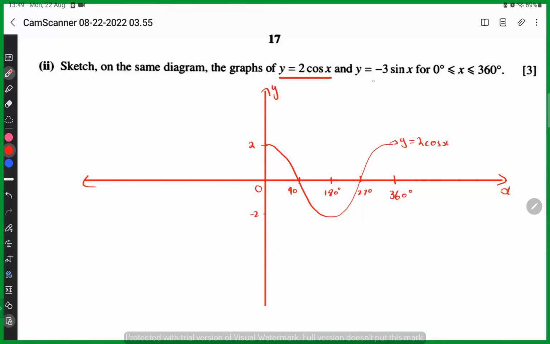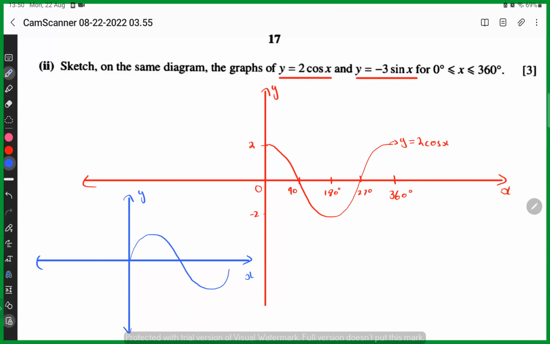Now I'll make this graph separately first, and then I'll add it over there because I need to explain something. Can you guys give it a try? How would be the graph of y equals minus 3 sine x? I'll just tell you, this is the graph of sine. I'm just making that for you guys.